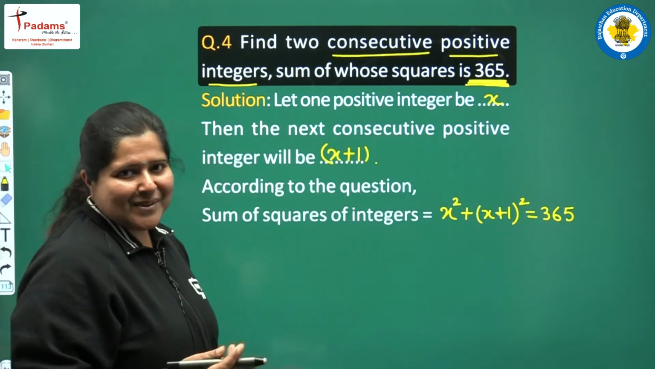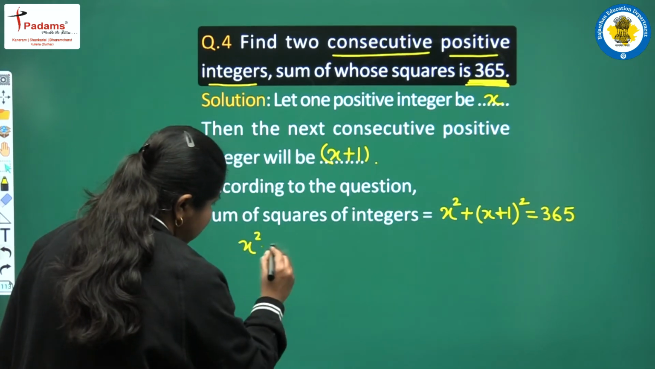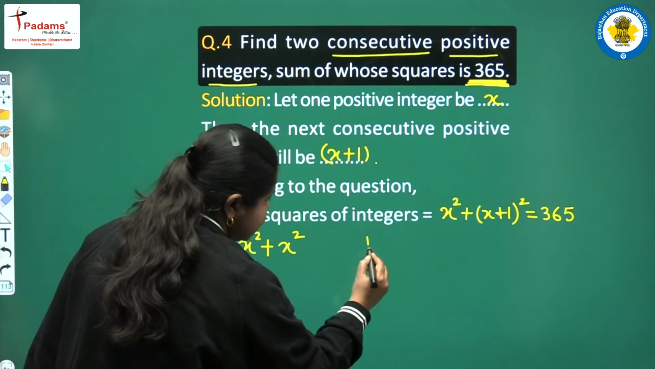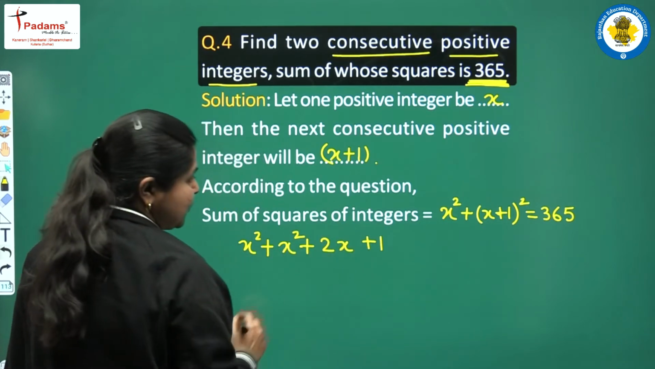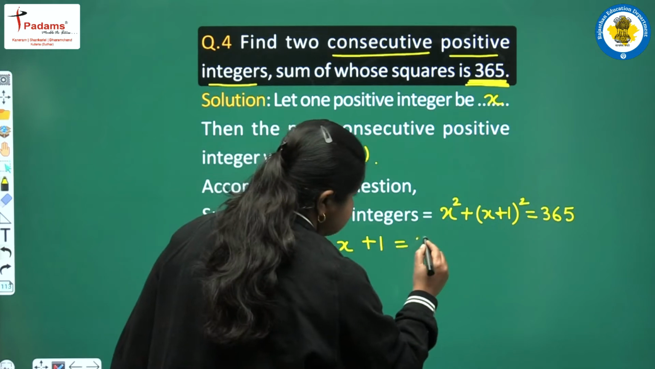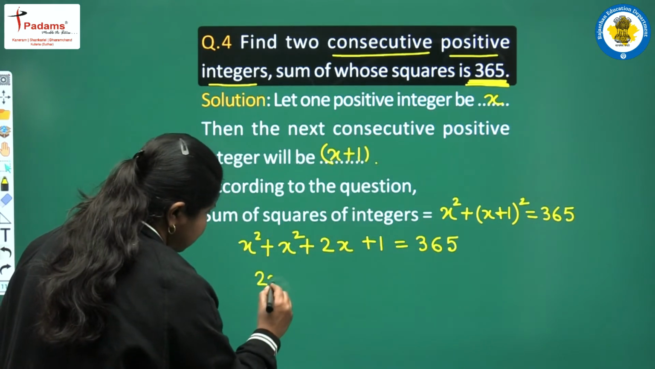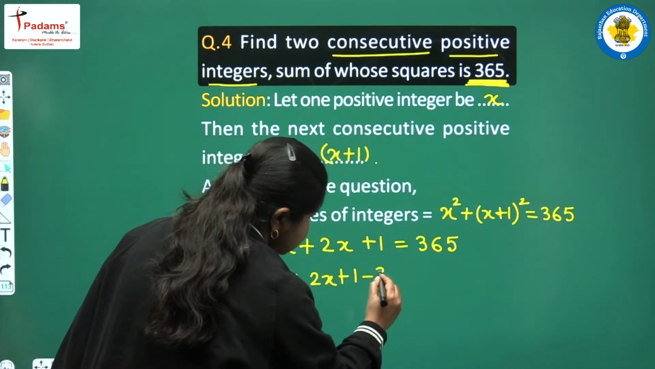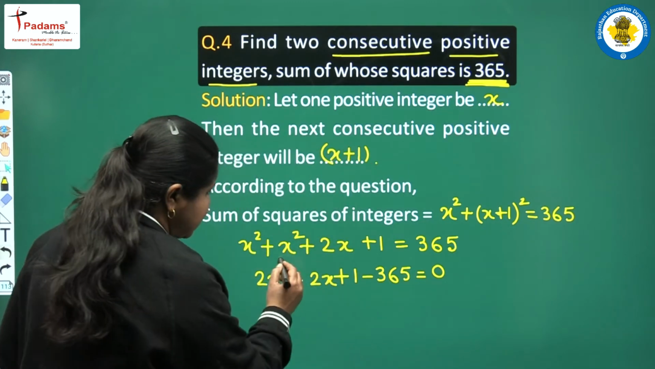Okay. Now simplify this and get a quadratic equation. x square plus, यहाँ हम लगाएंगे first identity, first number square, second number square. So 1 square is 1 and in between multiply both of them by 2. So 2 into x into 1, it will be 2x. I have written it directly. This is equal to 365. Now x square plus x square, this will be 2x square and plus 2x plus 1 minus 365 equal to 0. I hope this expression is clear to you.